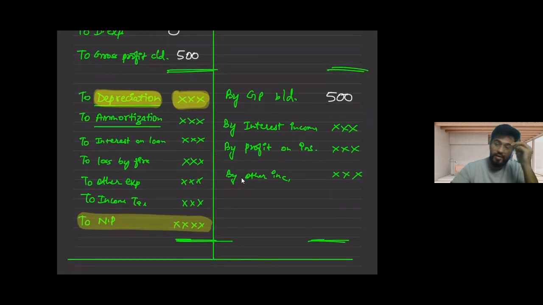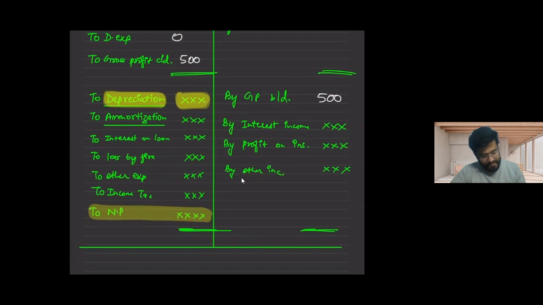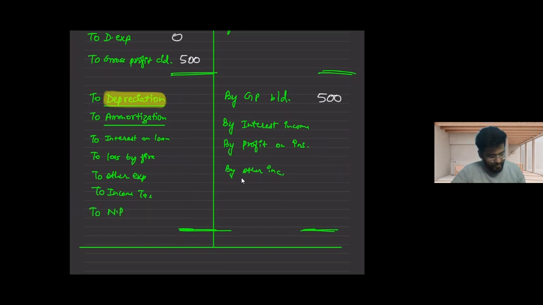Let's say we have nothing other than this information. Everything else is a zero. So obviously my net profit would also be 500 rupees. Now, as per this method of cash flow from operating activities, I am taking the base as net profit. So what is my net profit?